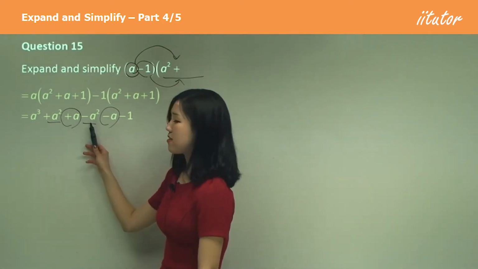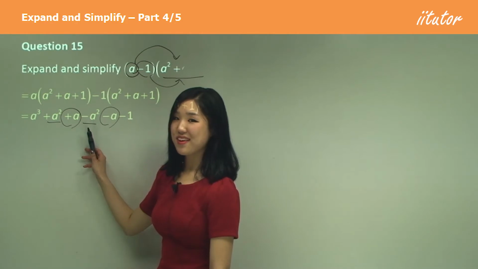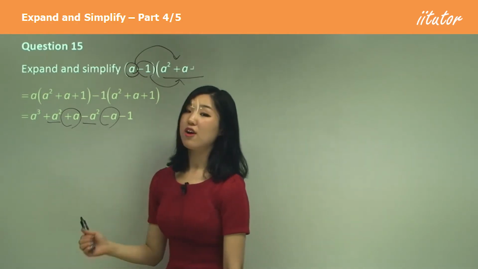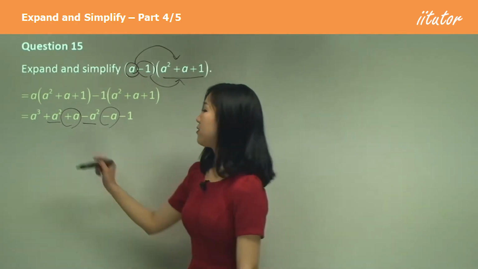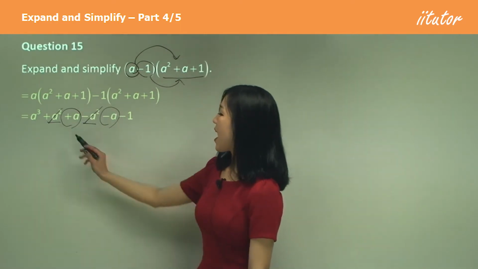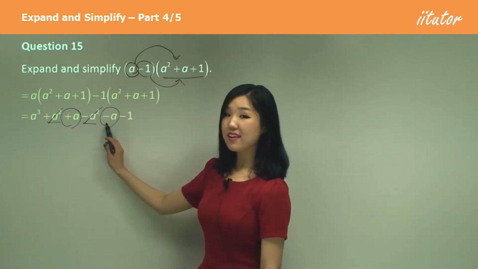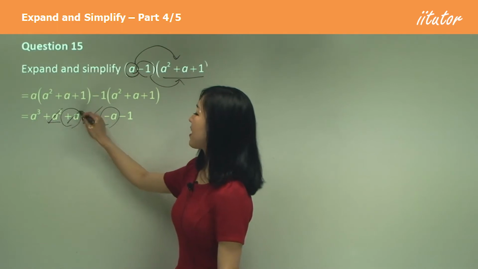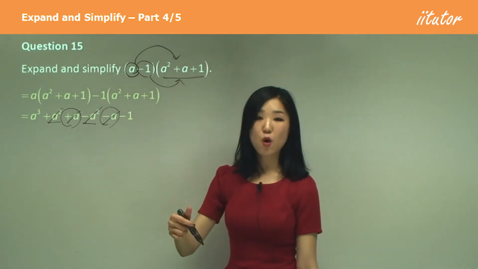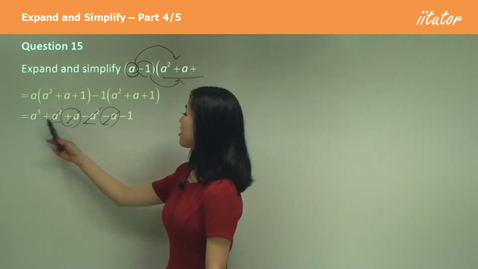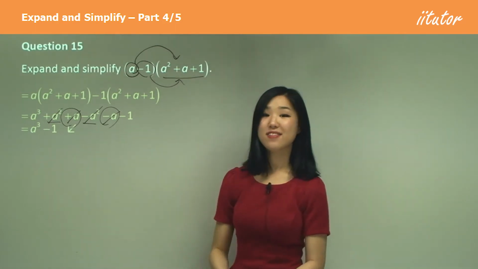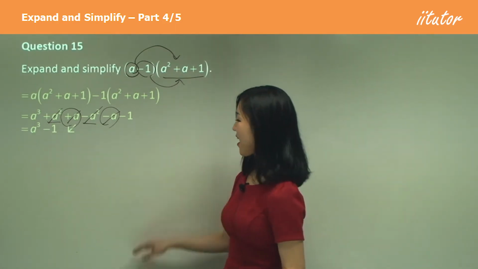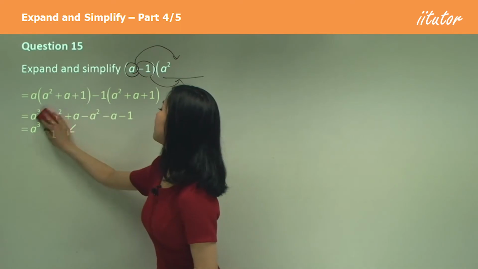What's a squared minus a squared? Can you guys tell me? It's 0. A squared minus a squared is 0. So they cancel out. And a minus a, again, they cancel out. It's 0. So we're only left with a cubed minus 1. That is the answer. So see how they all cancel out, and it's really nice like that?